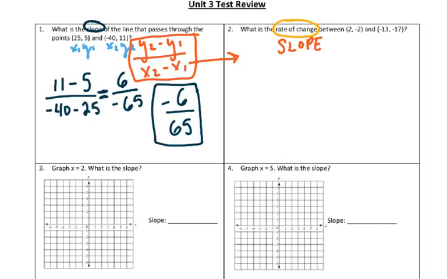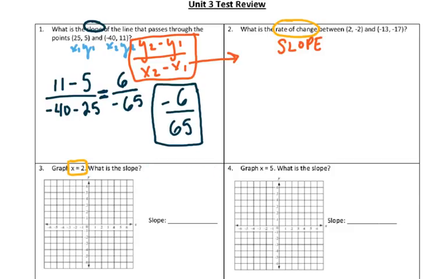So let's take a minute and look at number 3. So in number 3, it says graph the line x equals 2. And then it asks, what is the slope of that line? So x equals 2 is not in the form of y equals mx plus b. So this whole chapter, we graphed lots of lines and we tried to get them into y equals mx plus b. But this equation does not have a y in it. So I can't use y equals mx plus b for number 3.